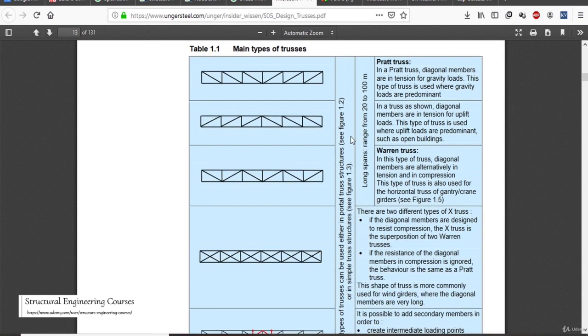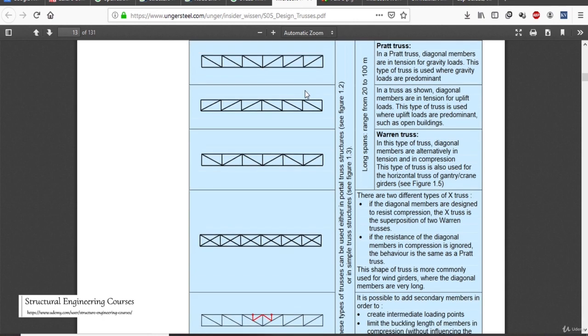So different shapes of trusses can be seen here. This is called a simple Pratt truss, drawn from the center with the directions like this, and when we talk about the Warren truss, it is drawn like this. In a Pratt truss, diagonal members are in tension for gravity loads. Obviously, when we orient all the columns along this side and this truss tries to deflect like this, all the members will be in tension. This type of arrangement is used where gravity loading is predominant.